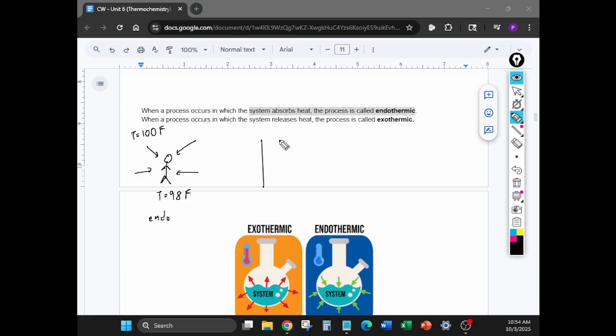Okay, but let's say the opposite case, you walk into a freezer. Your body temp, hopefully, is still 98 degrees Fahrenheit, because if it's not, you're probably dead. And then the temperature of the freezer is, let's say, 30 degrees Fahrenheit. Your temperature is higher than the air around you, so you will start giving away energy. And that's when you would be exothermic.